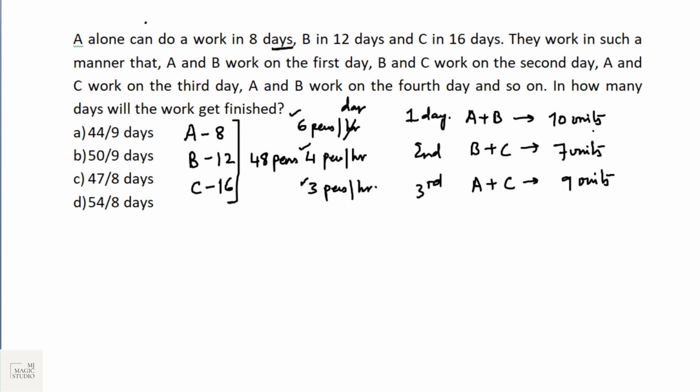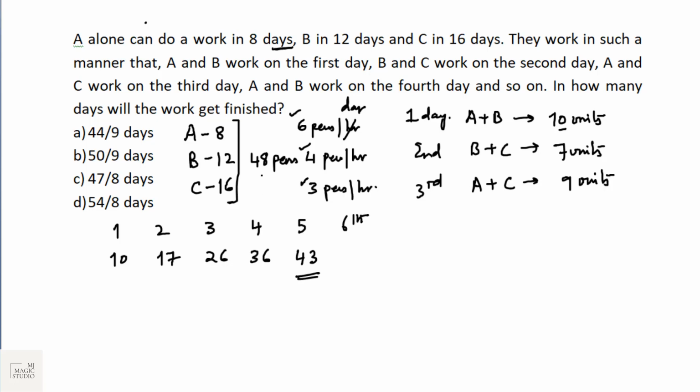So now we need to identify on which day this 48th unit would be produced. First day 10 units done. At the end of second day 10 plus 7, 17 units done. At the end of third day 17 plus 9, that is 26 units done. Again at the end of fourth day 10 more units would be produced, 36 units done. At the end of fifth day 36 plus 7, that is 43 units done. So by the end of 5 days 43 units are produced.